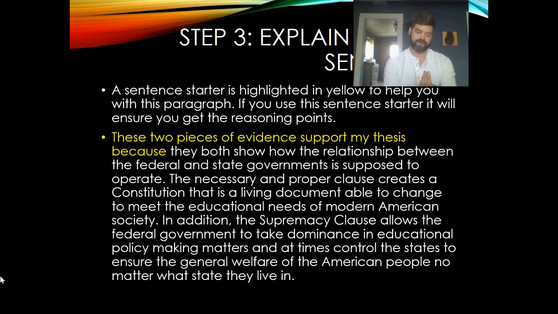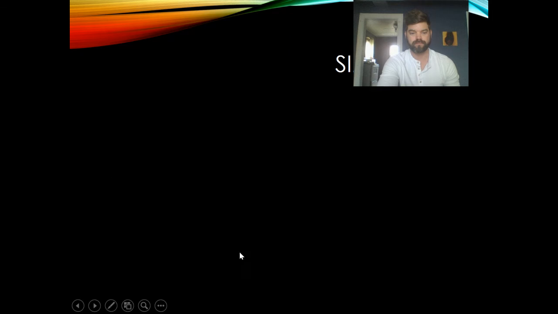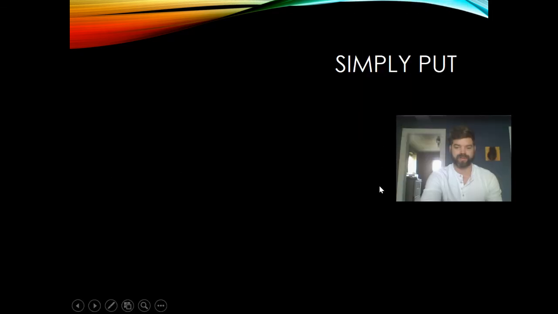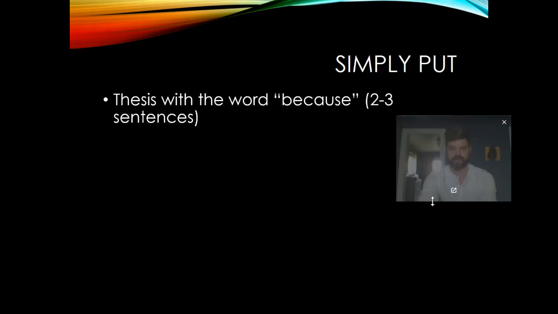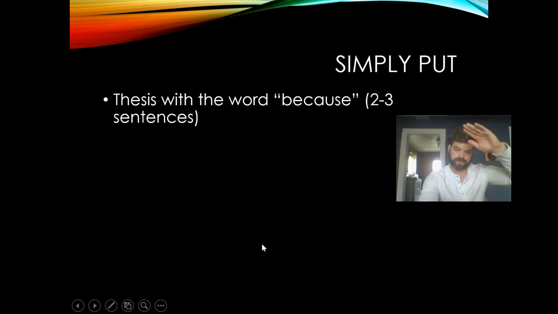Okay, so you see, my argument was the federal government should have some sway over education policy. I used the necessary and proper clause as my first piece of evidence. The supremacy clause is my second piece of evidence, and I've related both pieces of evidence back to my original thesis. Okay? So simply put, there's nothing to write down here, guys. This essay is pretty simple.